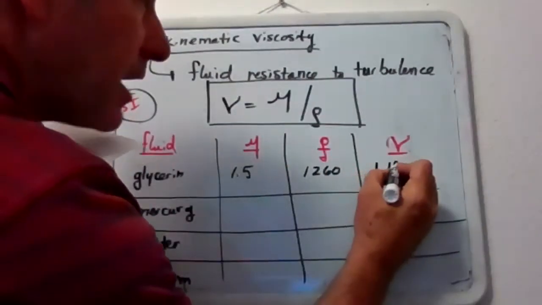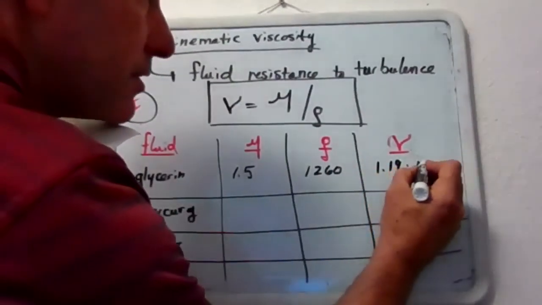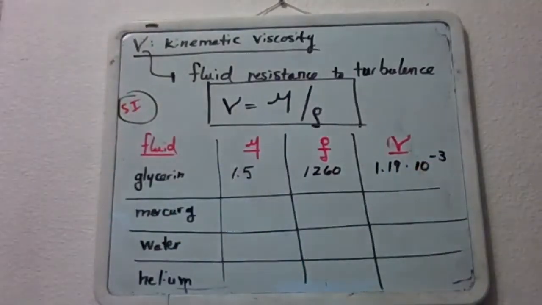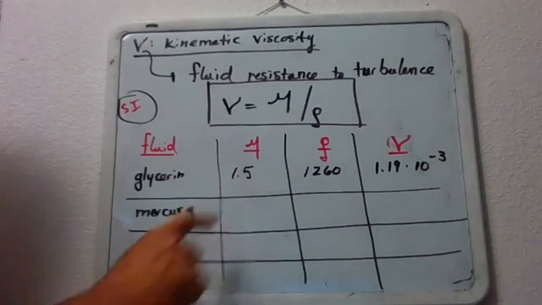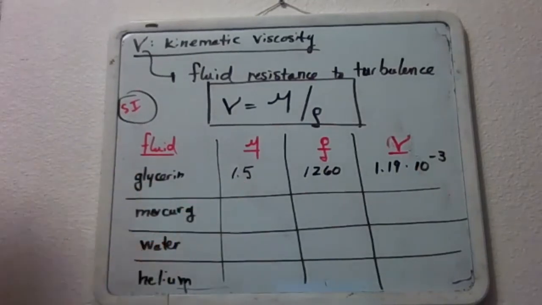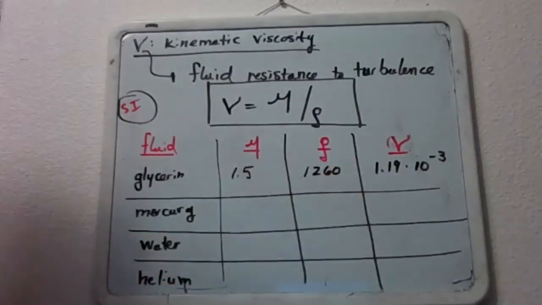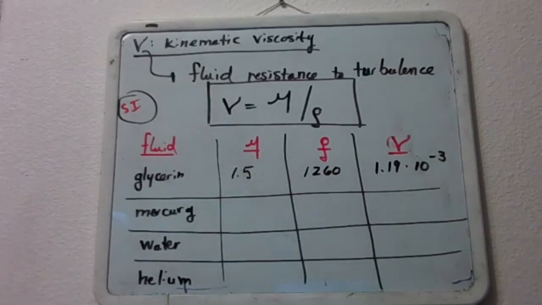Oftentimes, kinematic viscosity is written in scientific notation. So there's your first line. Viscosity 1.5. Glycerin's incredibly viscous. Hey, it's pretty dense. It's denser than water. If I do mu over rho, I get 1.19 times 10 to the negative third. All right, try to keep going. I'm going to do mercury. You guys do water. And if you get it done, do helium. Again, we're doing SI.